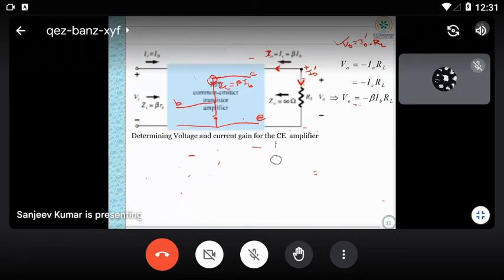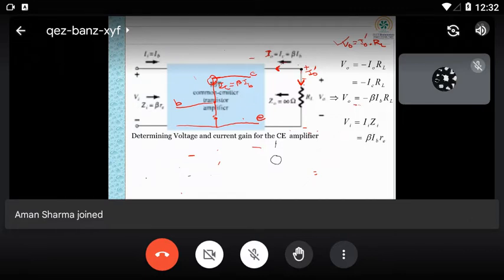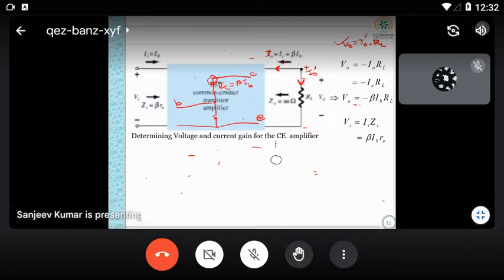Now, once you got the output voltage, you also need the input voltage. So the input voltage VI is equal to IB into beta RE, because the input voltage will be IB into beta RE. So voltage gain will be V0 by VI. So the same thing we have written. Input voltage VI is equal to II into ZI, and you already derived that ZI is equal to beta RE. So we can write beta IB RE. Now voltage gain will be V0 by VI.